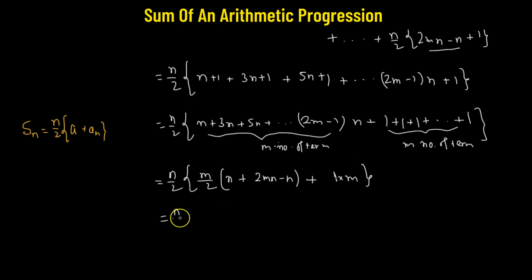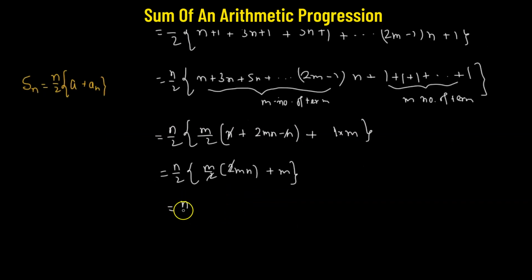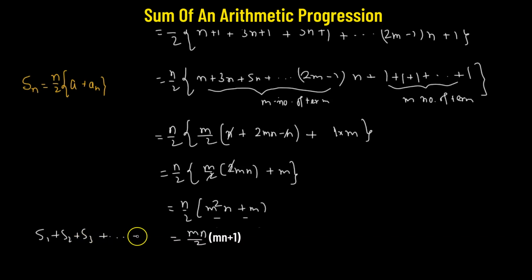That means we now have n over 2 multiplied by m over 2 times. So here negative n, positive n goes away. We have 2 times mn plus m. Right. So here the 2 and 2 go away. That means we now have n over 2 multiplied by m times mn, which will be mn squared, plus m. We can pull out the m from the two terms. So we have mn over 2 multiplied by mn plus 1. So this is going to be the sum S1 plus S2 plus S3 all the way up to the sum up to the n terms of the mth AP.